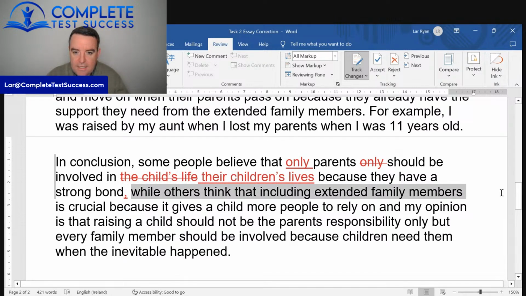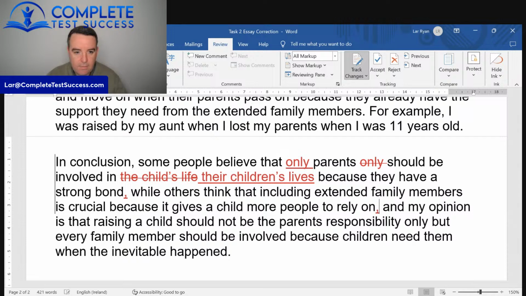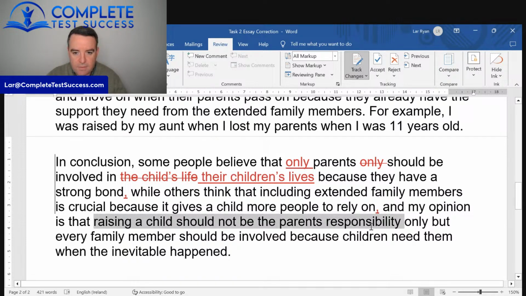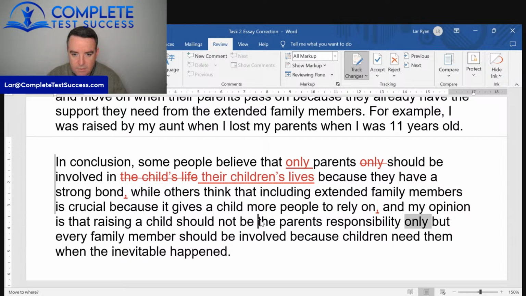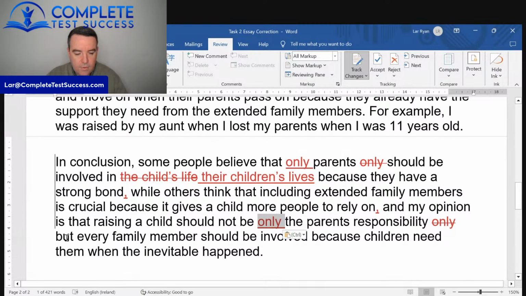While others think that including extended family members is crucial because it gives a child more people to rely on. And we need another comma here. And my opinion is that raising a child should not be the parent's responsibility, should not be only the parent's responsibility, but every family member should be involved because children need them when the inevitable happens.